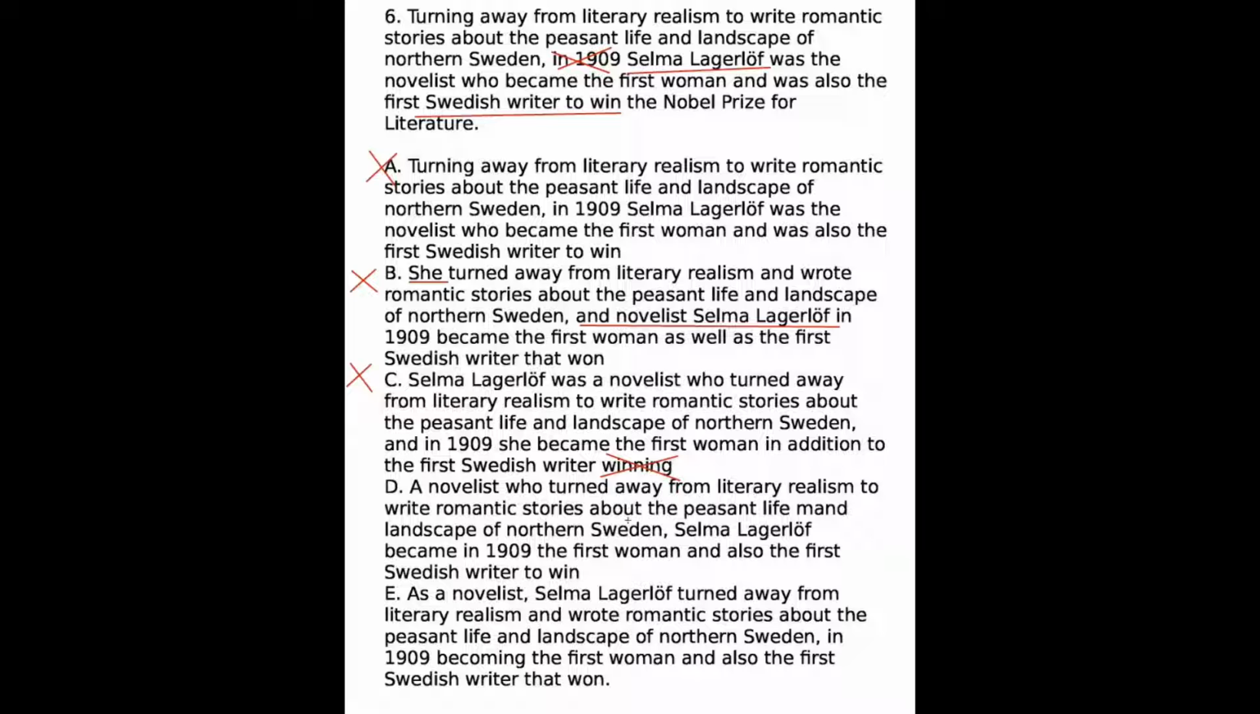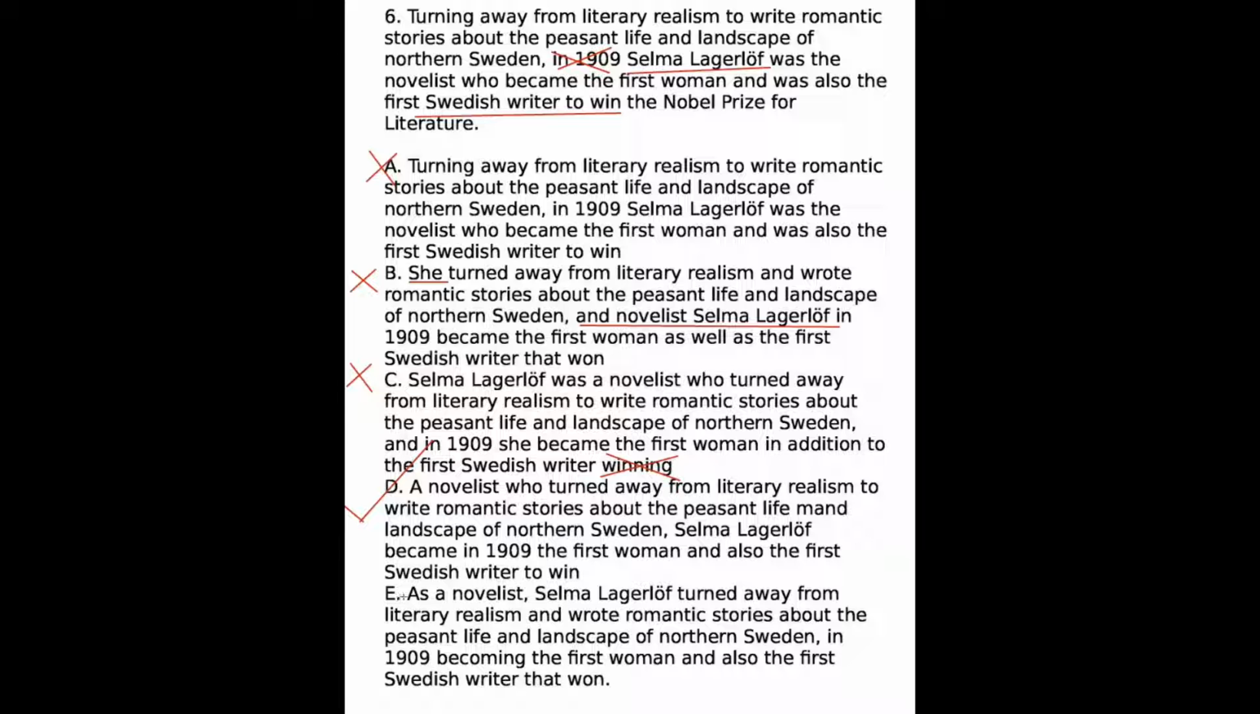A novelist who turned away from literary realism to write romantic stories about the peasant life and landscape of northern Sweden. Selma Lagerlöf became in 1909 the first woman and also the first Swedish writer to win the Nobel Prize for Literature. Well, it's a difficult and long sentence, but it's okay. It's correct. And lastly, E.